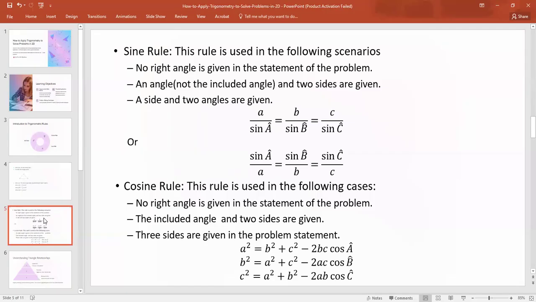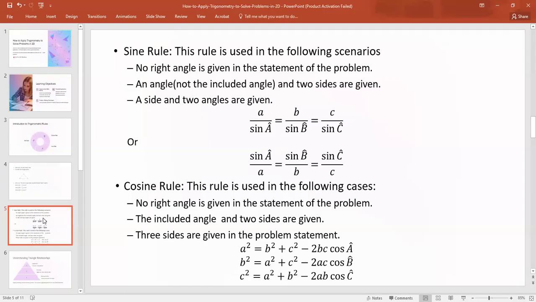What is the statement of this sine rule? It states that the side A divided by sine of the angle A is equal to the side B divided by sine of the angle B, and that equals the side C divided by the sine of the angle C. Or alternatively, the sine rule is stated as sine of the angle A divided by side A, equals sine of the angle B divided by side B, that equals sine of the angle C divided by side C.